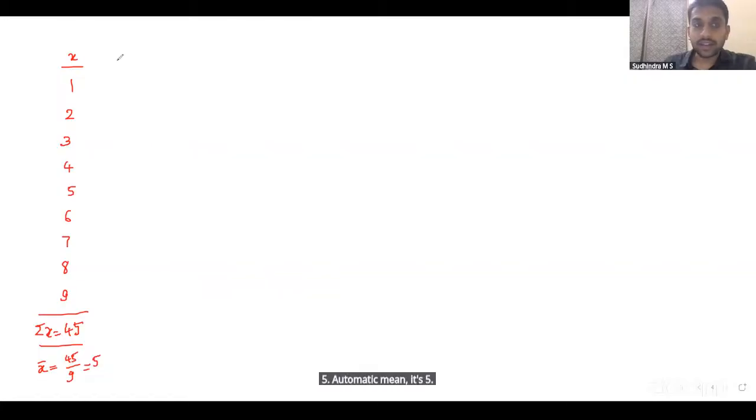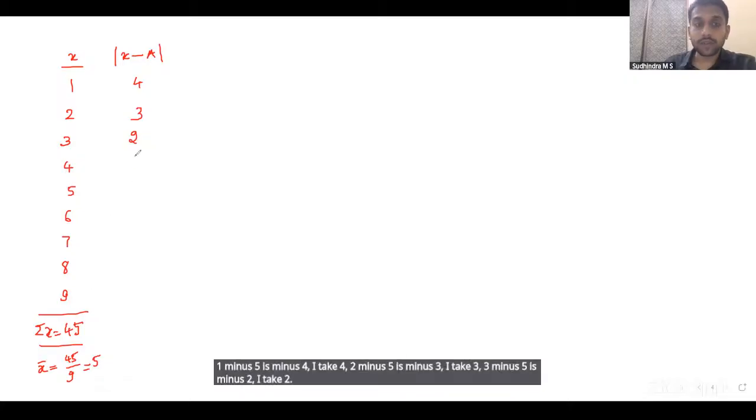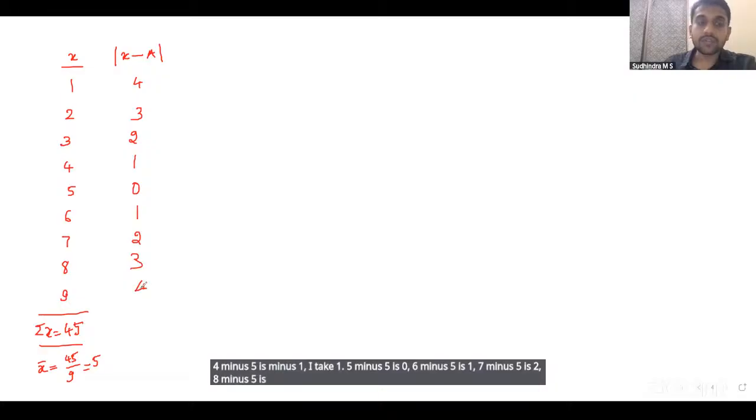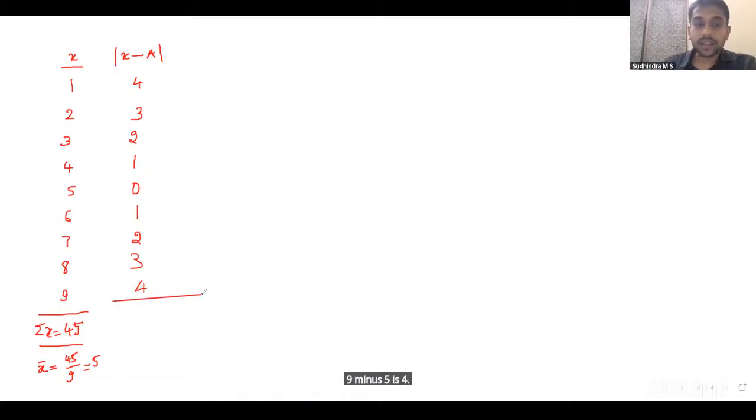Arithmetic mean is 5. So this is the a here. So we want modulus of x minus a. 1 minus 5 is minus 4, I take 4. 2 minus 5 is minus 3, I take 3. 3 minus 5 is minus 2, I take 2. 4 minus 5 is minus 1, I take 1. 5 minus 5 is 0. 6 minus 5 is 1. 7 minus 5 is 2. 8 minus 5 is 3. 9 minus 5 is 4. Then I go with summation modulus of x minus a, which is 20.